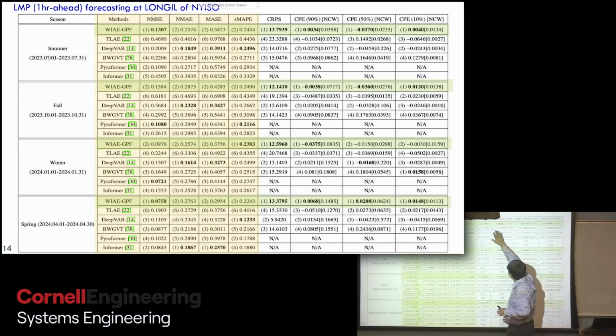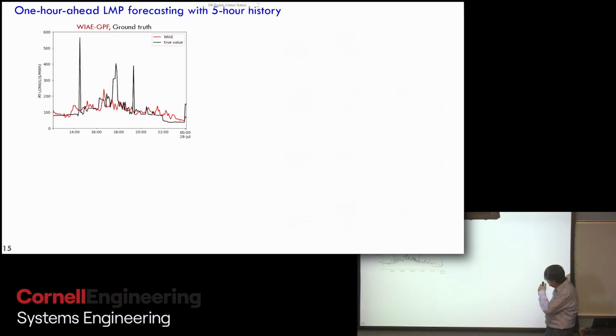These are the probabilistic forecast metrics. Okay. This is intuitive for each season: the summer, the fall, the winter, and so on. This doesn't tell you what's inside. Okay. Here are the trajectories, the forecasting trajectories.